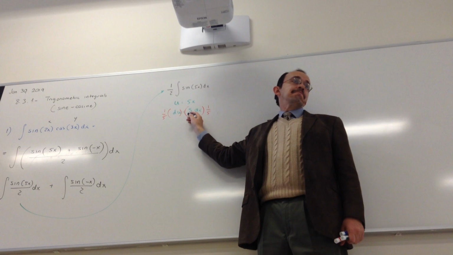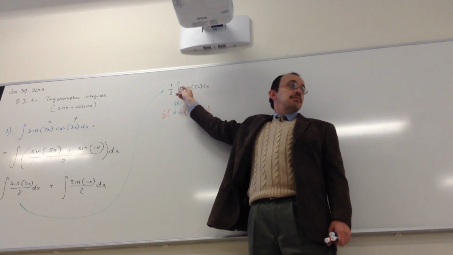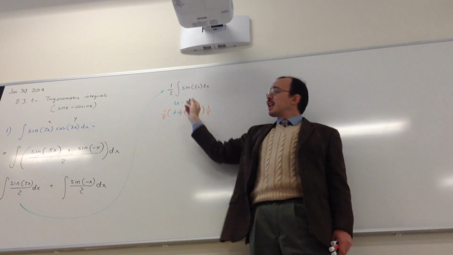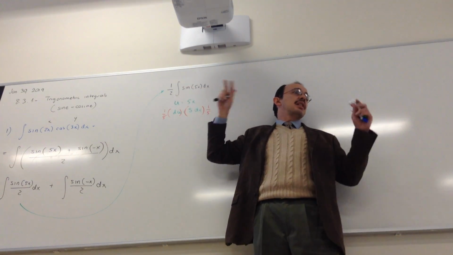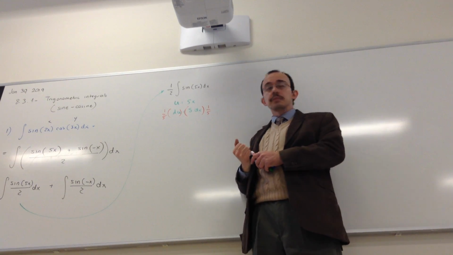To cancel the 5. Why cancel the 5? Because there's no 5 outside. But that's not a problem. When you have a number here, but the number is not there, you can multiply times something to cancel it. Since du is 5x, du is the derivative.